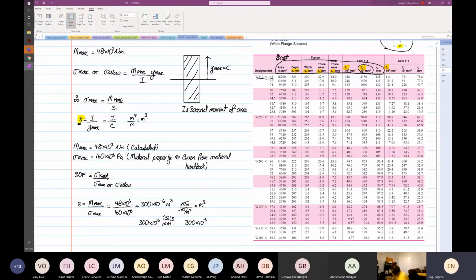So you multiply these two, you plus 9, right? Millimeter cube. So it's equal to 300 times 10 to the power 3 millimeter cube. That's how you do it. Okay, so you have to pick a beam now, right? That is the S is equal to 300 times 10 to the power 3.